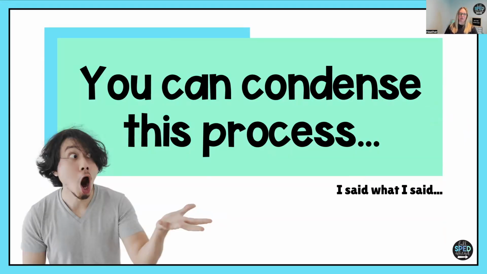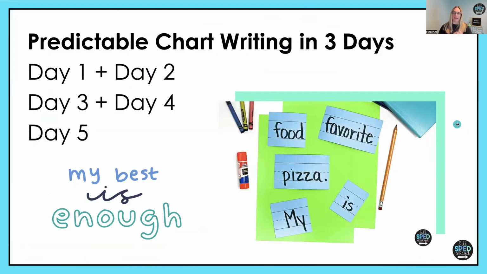But you can condense this process. I kind of alluded to this before. Five days was too hard for me. So I condensed it to three, and that was more manageable for me for 15 to 20 minutes, in my lessons of reading or science or whatever we were doing. I could find 15 to 20 minutes to put predictable chart writing in their lesson. So I feel like this is my best, and my best is good enough because it is challenging to be a teacher. It is challenging to fit all the things in. And so I don't want this to feel like another thing on your plate.